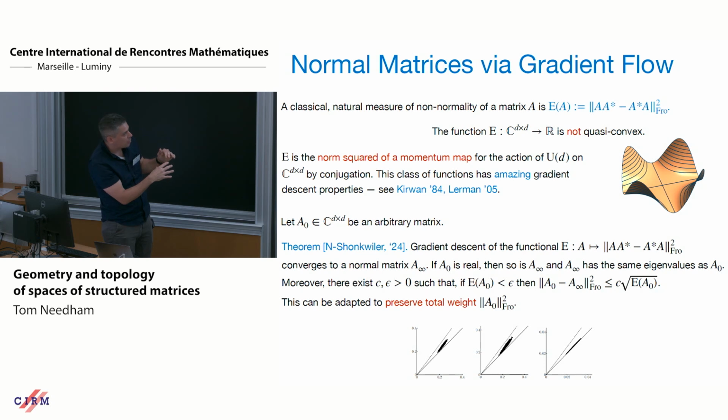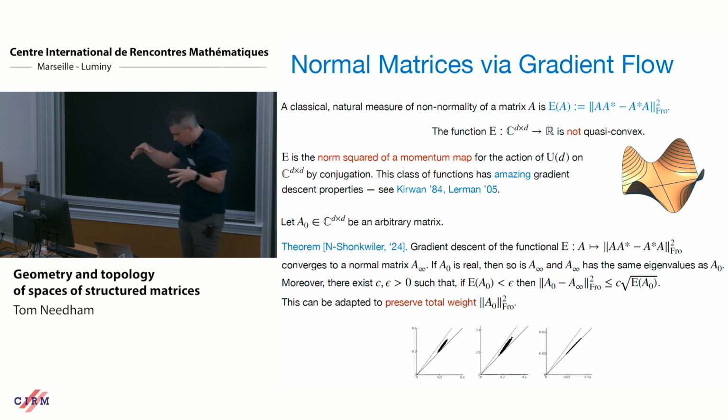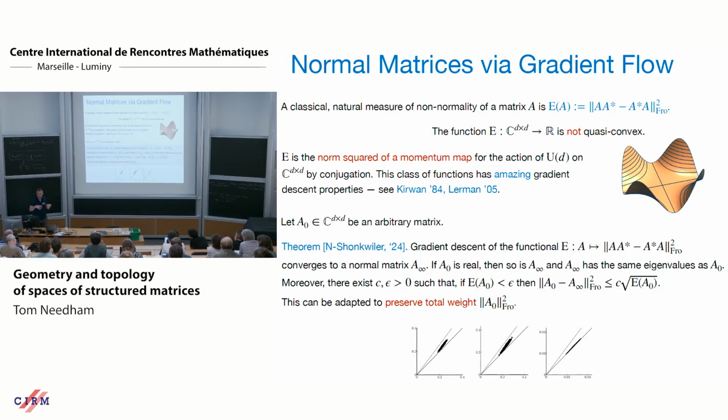You can also take this whole story and adapt it to preserve total weight. It's feasible that you start with a matrix and gradient descend it, and you really decrease the magnitude of the entries. You can shoot to zero, for example. You can adapt this whole story to preserve the Frobenius norm of where you started.